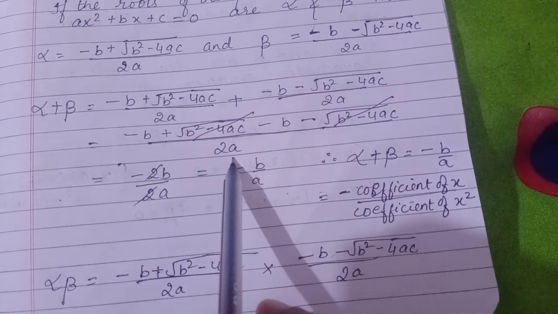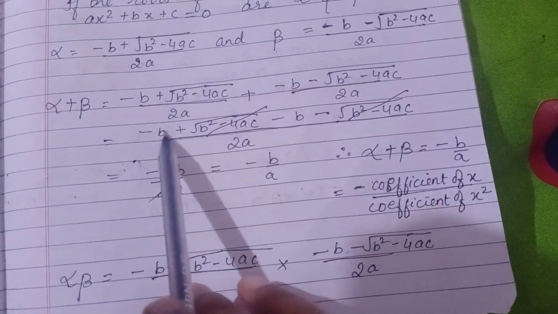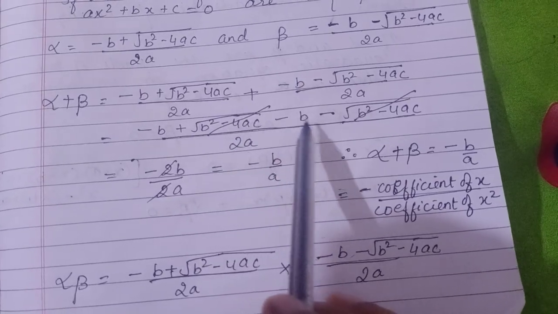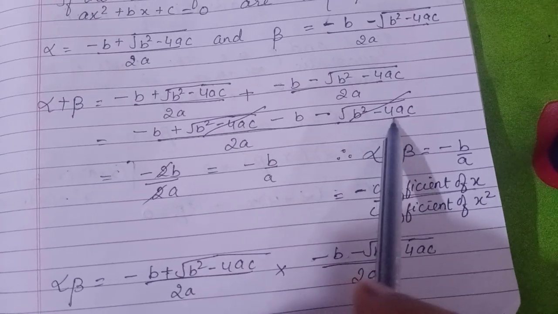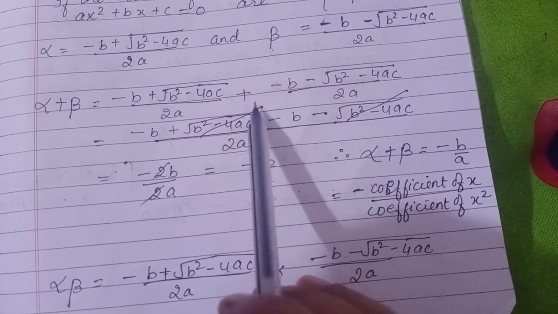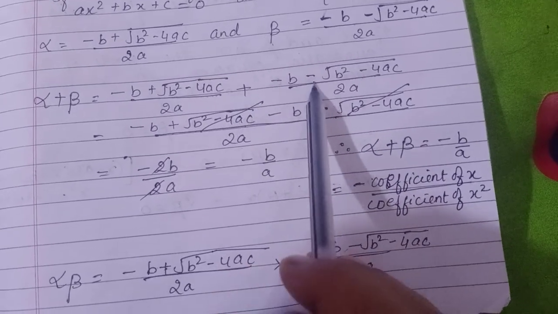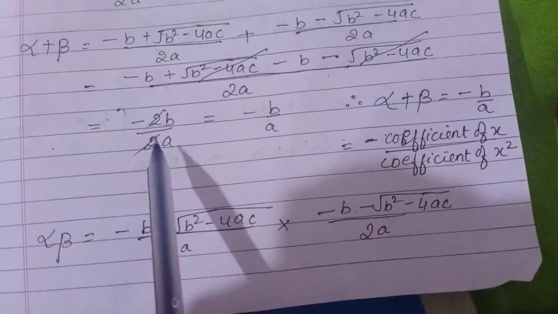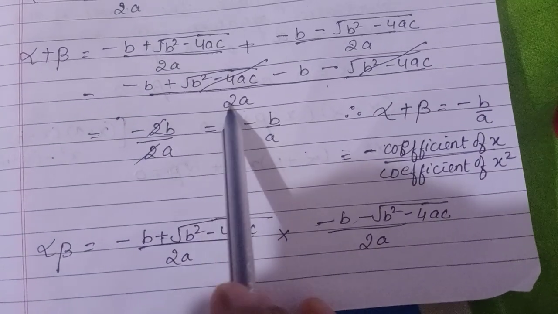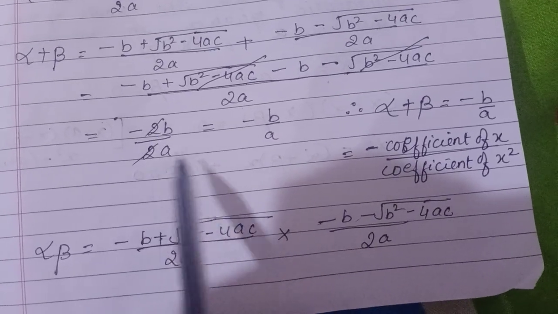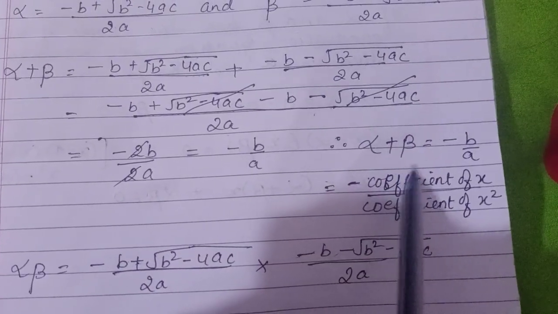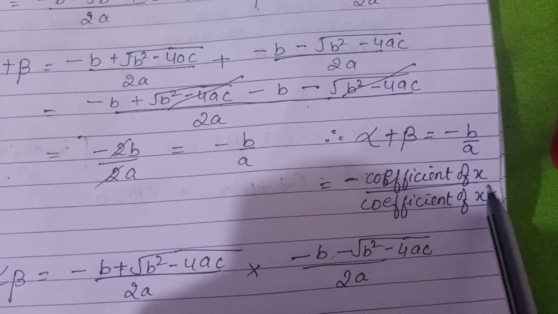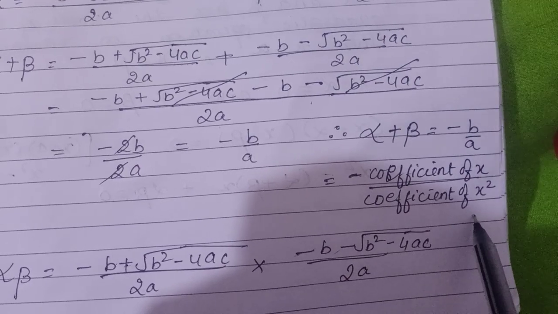As we take the LCM, 2a will be written here, and in the numerator it will be minus b plus root b square minus 4ac minus b minus root b square minus 4ac. As you can see, plus root and minus root will get cancelled, and minus b minus b will become minus 2b upon 2a. As 2 will get cancelled, we will get the value of alpha plus beta equal to minus b upon a, where b is the coefficient of x and a is the coefficient of x square.